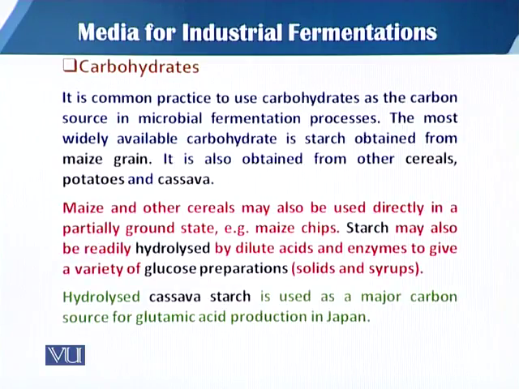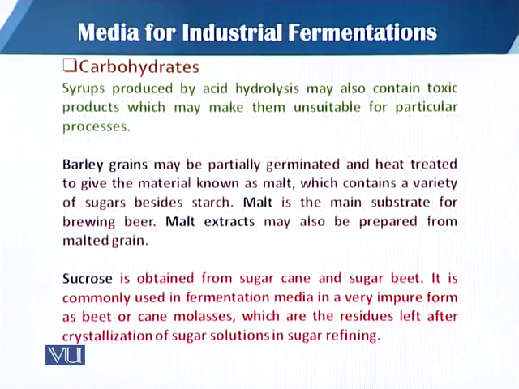In the case of enzymes, if we want to produce amylase, then the choice is starch carbohydrates. If we want to produce the cellulase enzymes, endoglucanase or exoglucanase, then the choice is lignocellulosic material as a carbon source. So these are examples of using carbohydrates for the fermentation process.